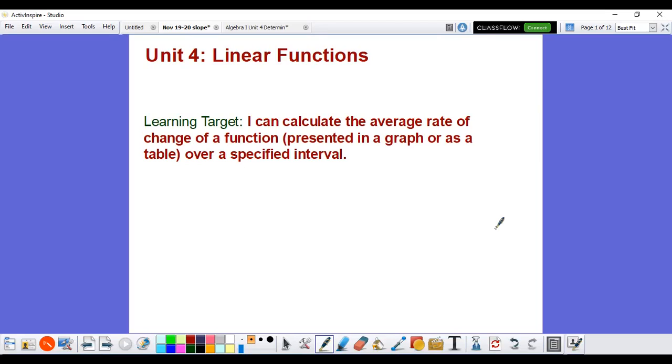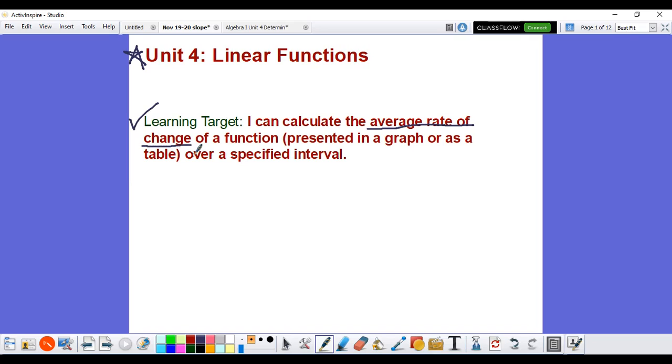We're going to continue with Unit 4, and I want you to go ahead and get your learning target and go ahead and title Unit 4 Unit Linear Functions as well so that you know you're starting your new unit here. Today, our target is I can calculate the average rate of change of a function presented in a graph or as a table.